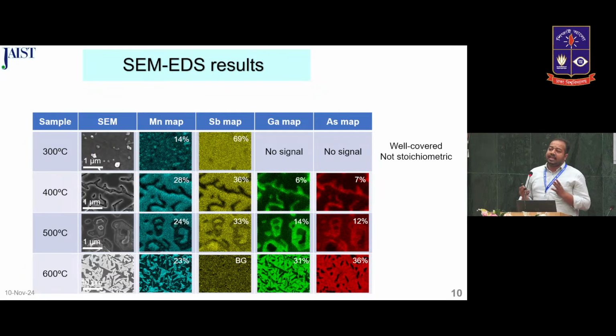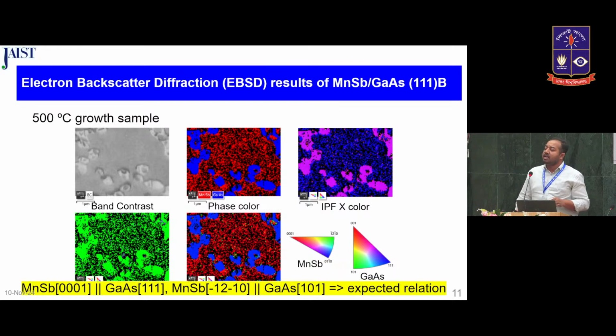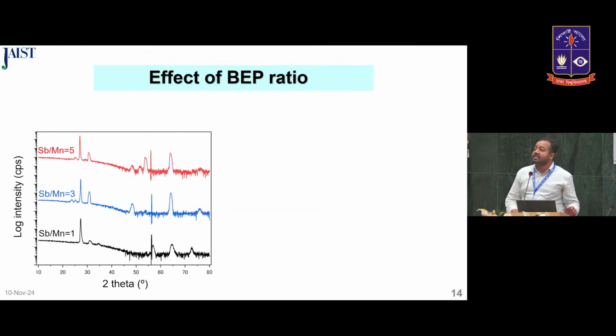Then we also checked whether our growth is epitaxial or not. So we applied electron backscatter diffraction, and here we found that in the gallium arsenide and manganese antimonide, the directions are vertical. So we confirm that our synthesis is epitaxial synthesis.